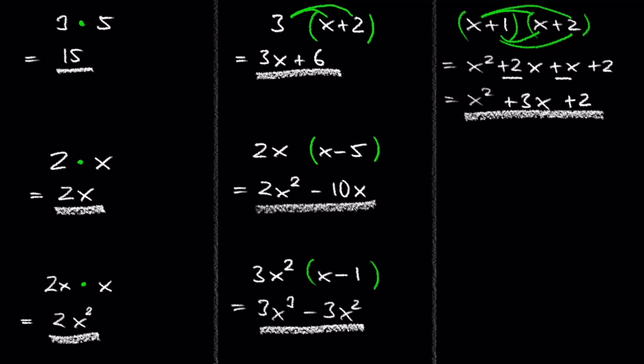Let's multiply the binomial x plus 1 by the binomial x minus 1. Again, multiply each term of the first polynomial by each term of the second polynomial. X times x is x squared. X times negative 1 is negative x. 1 times x is x. And 1 times negative 1 is negative 1. Negative x and x cancel each other out. So we get x squared minus 1.